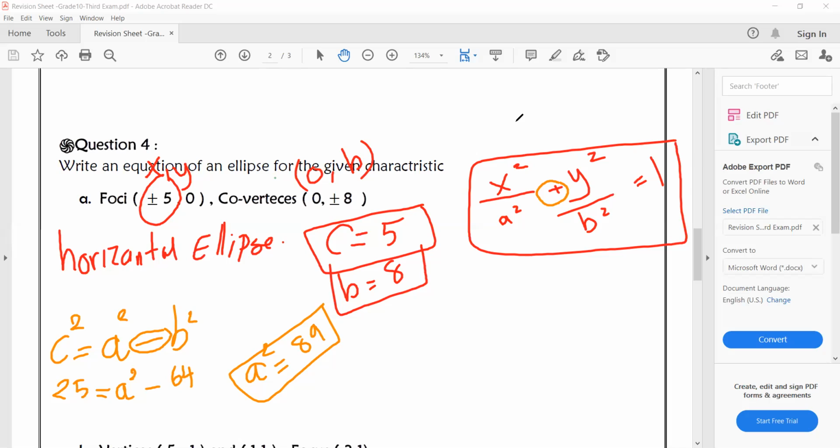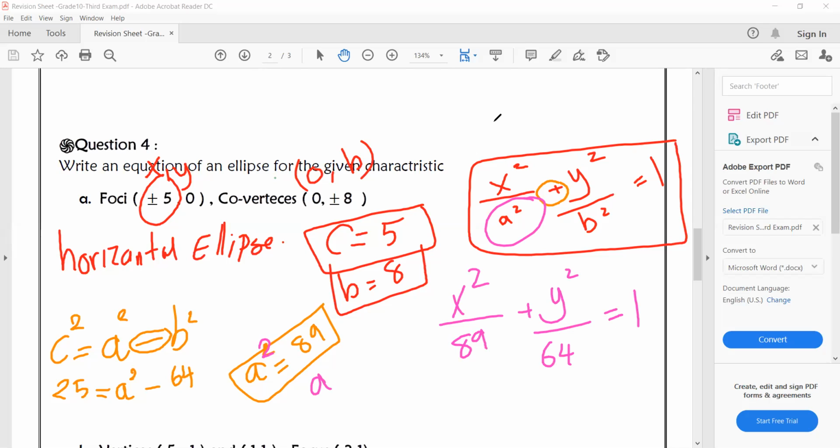After that, I have a squared and b squared, so I can now write the equation of the ellipse: x squared over 89 plus y squared over 64 equals 1. This 89 is a squared, the square root of 89 is a. I will keep it as it is, 89.